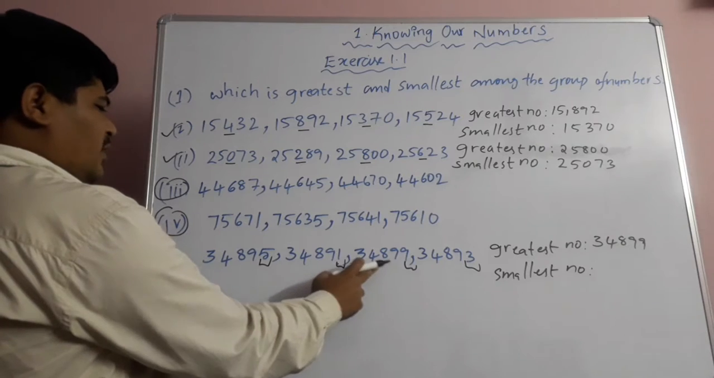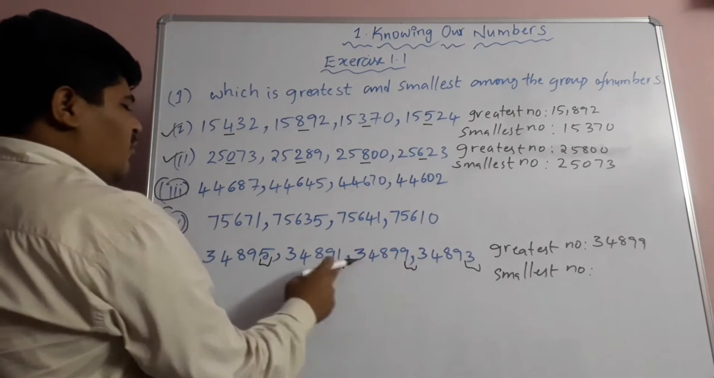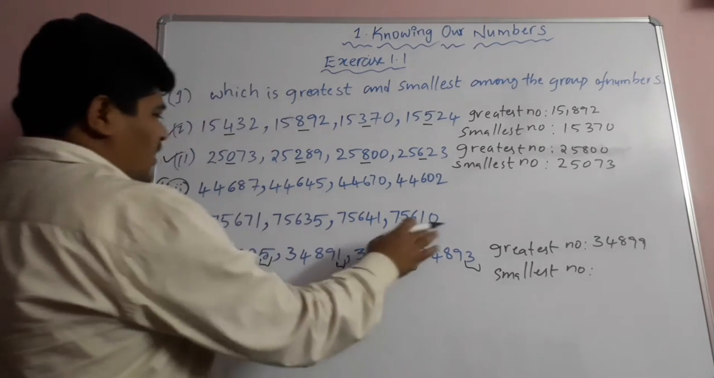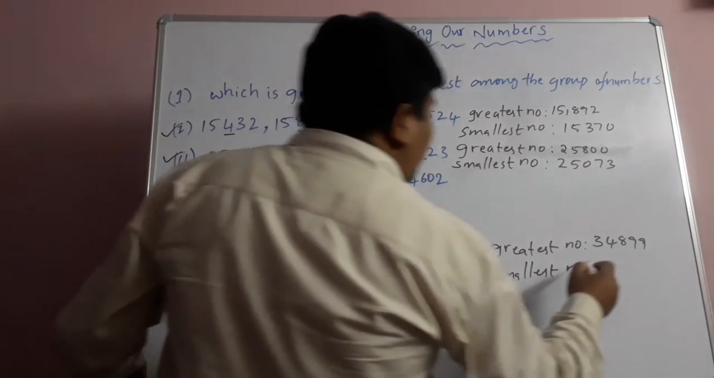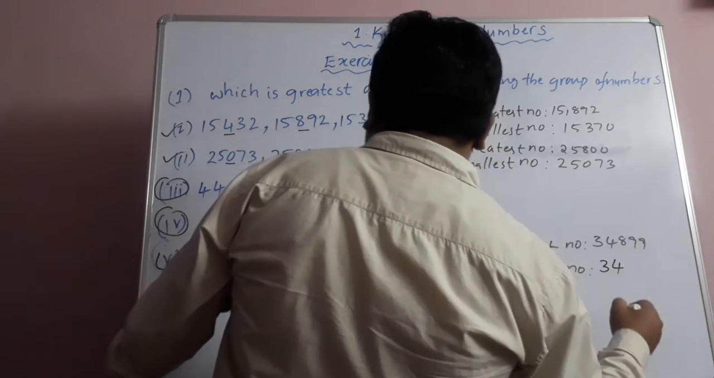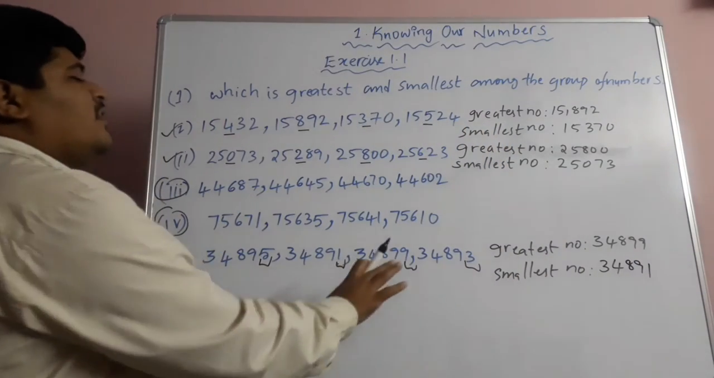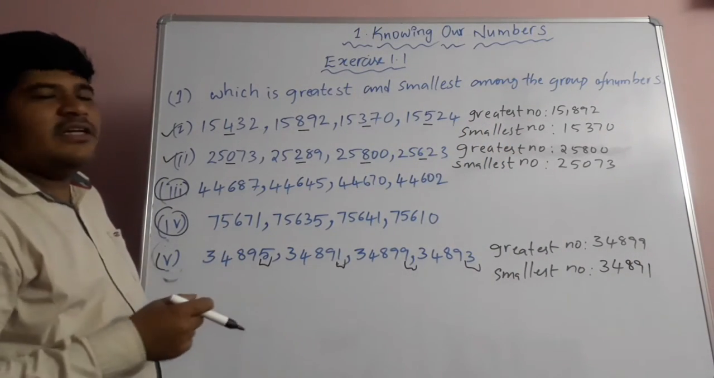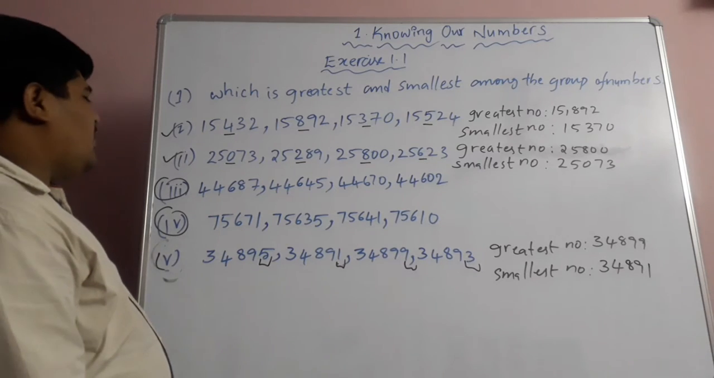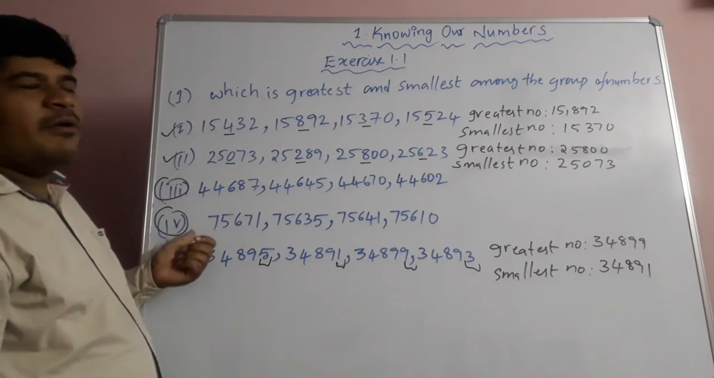34,899 is a big number. Okay, so 153... 1 is the smallest digit among all these last digits. So 34,891 is the smallest number among this group of numbers. So children, this is the way to solve this problem, and please try problem number 3 and problem number 4.